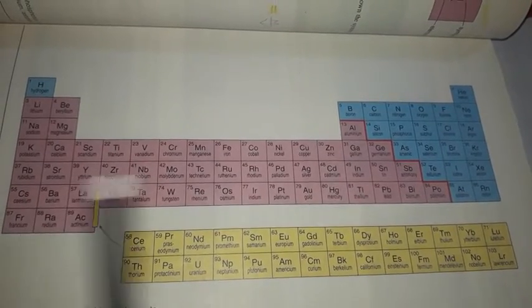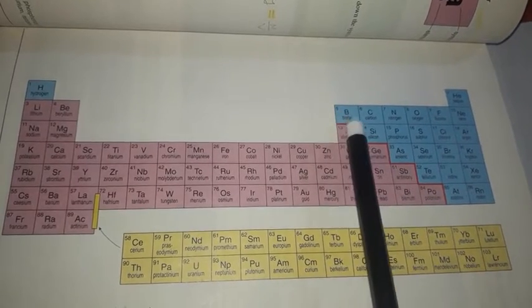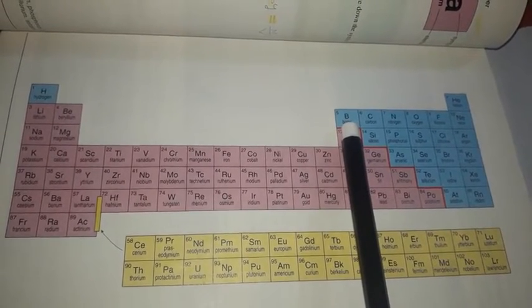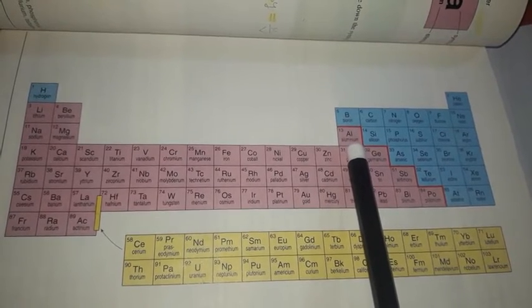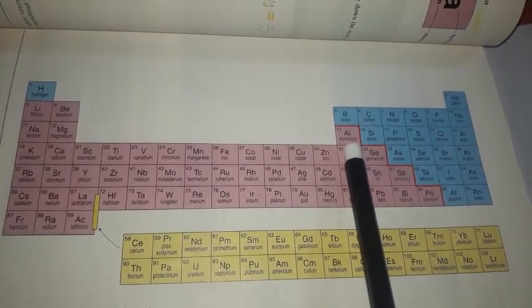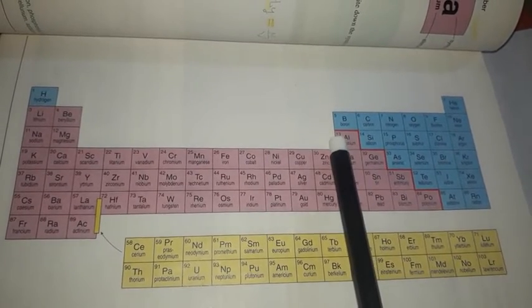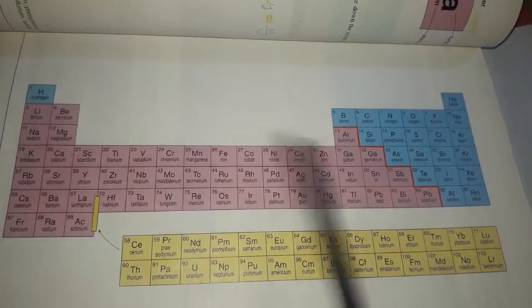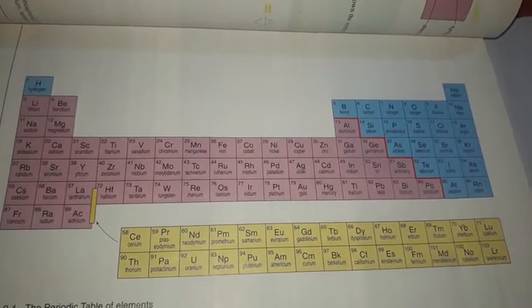As we can see, here is boron, which has an atomic number of 5 and the symbol B. While you can see here is aluminium, which has the symbol Al with 2 letters and its atomic number is 13. Next I told you about the group and the period.